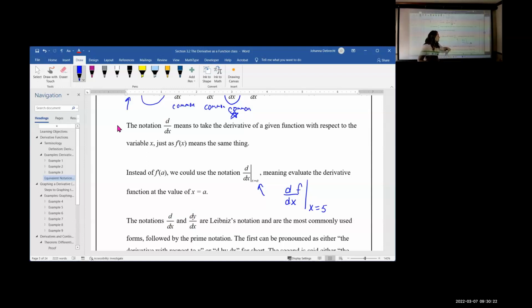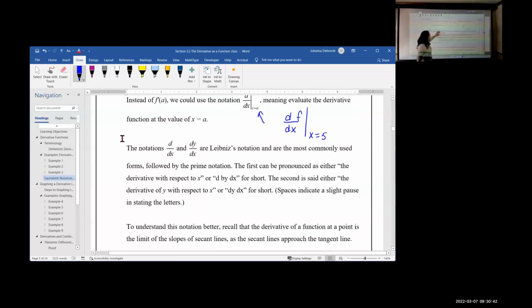All right, so this long vertical bar is a way of indicating substitution. So the long vertical bar means to substitute 5 in the result of what you have on the left-hand side. And this is very common notation as well.